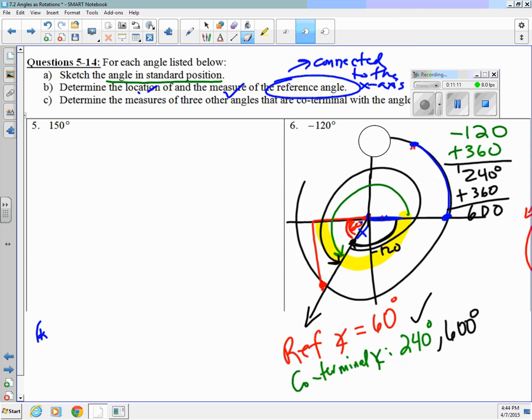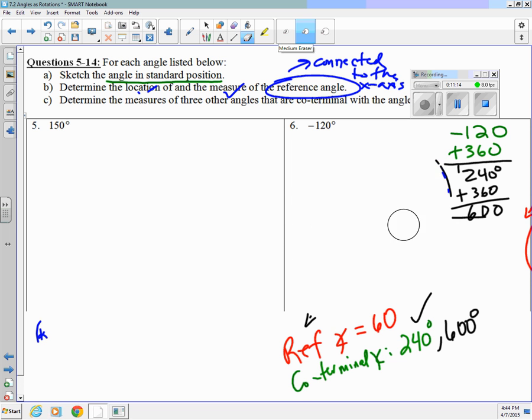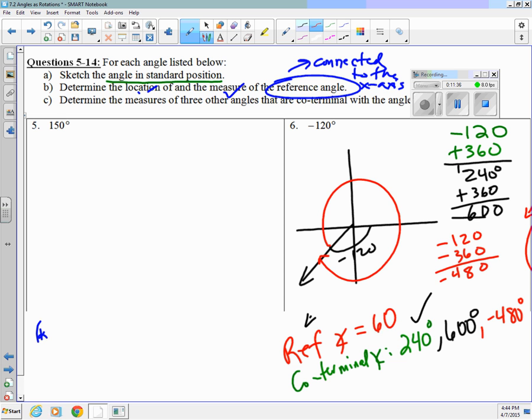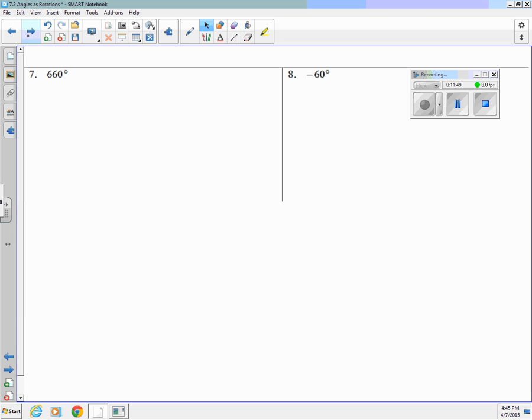Another way you can get a coterminal angle, I'm just going to erase this and redraw it because it's busy now. Another way you can get a coterminal angle is to say, all right, well, I'm at negative 120 here. And I could subtract 360. So that means I'm still going to go in the negative direction. I'm just going to go all the way around. So negative 120 minus 360 is negative 480. And that would also be coterminal. All right. So again, all coterminal means is you end up in the same spot on the Ferris wheel. The reference angle is the angle between the x-axis and the angle that you're working with. It's that sort of symmetric angle.